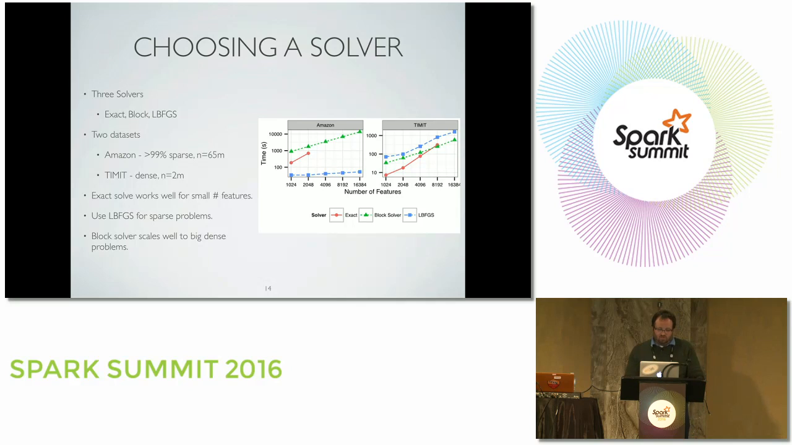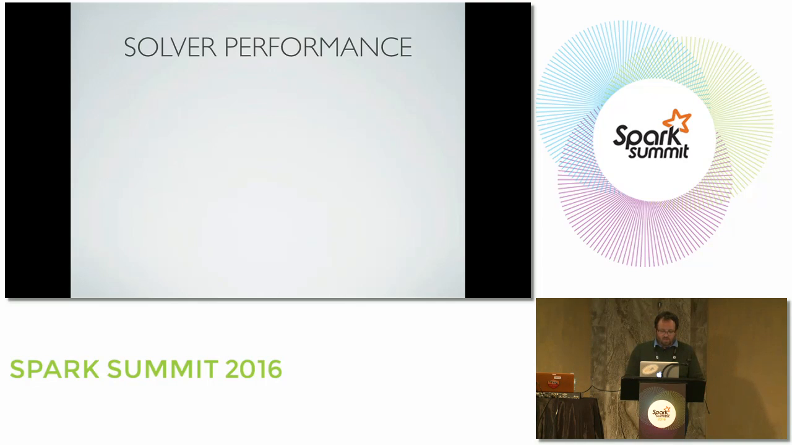And the block solver scales well to these big dense problems. So not shown on this graph, we've run the block solver out to about 500,000 features on this Timit data set. So really, really wide feature spaces. And it works nicely in memory constrained environments and continues to scale while these other solvers may not. So good. So now let's compare the performance of these solvers to other state-of-the-art distributed learning systems.